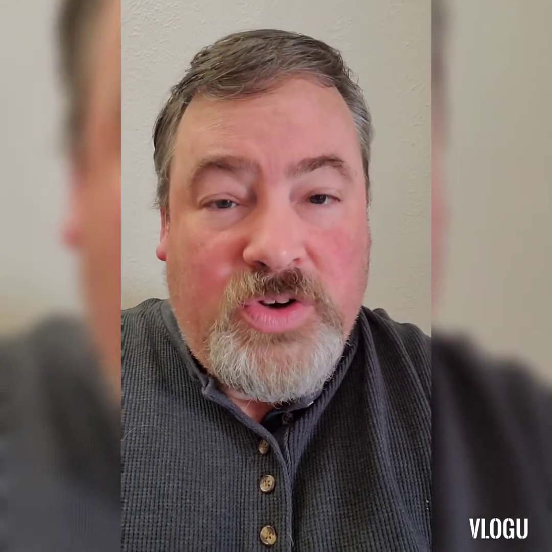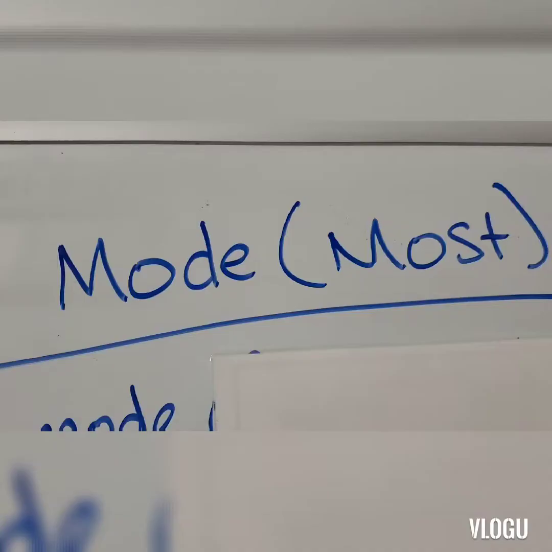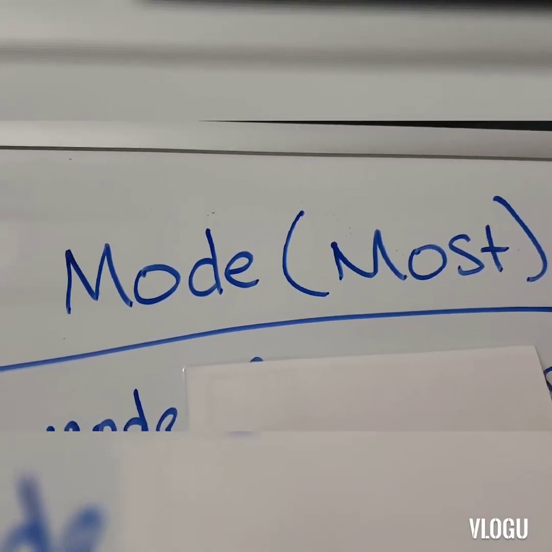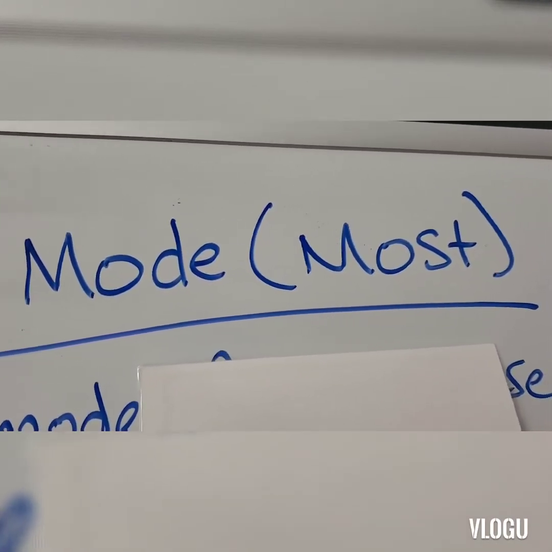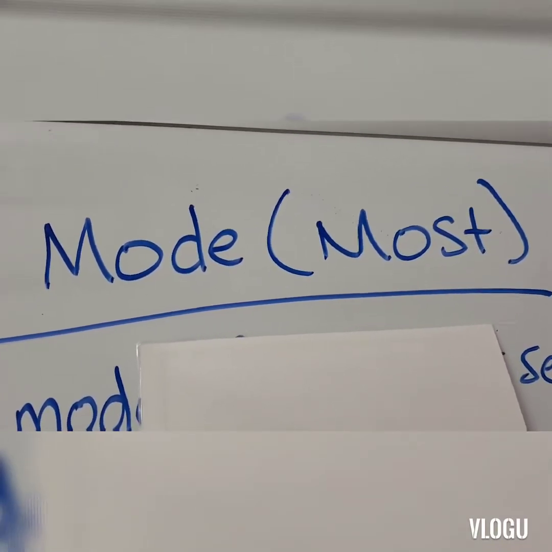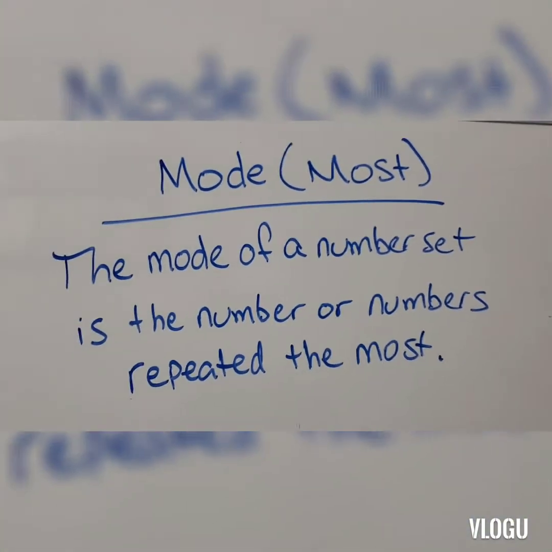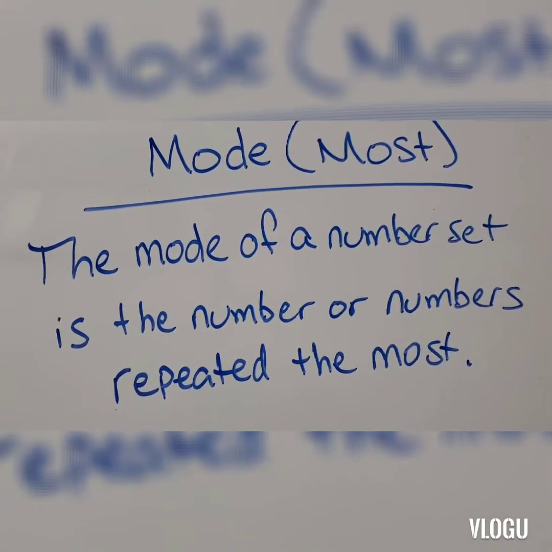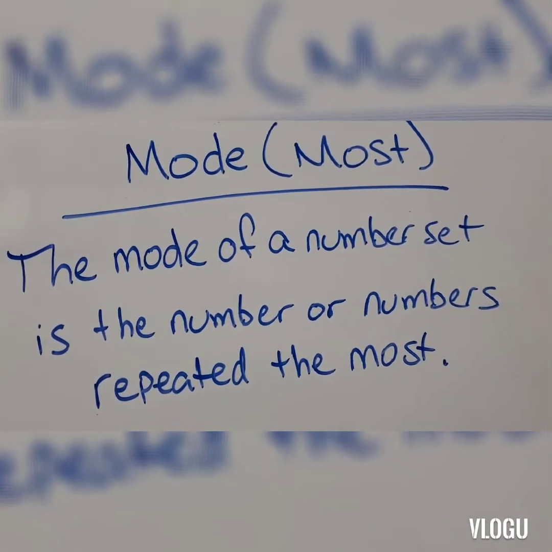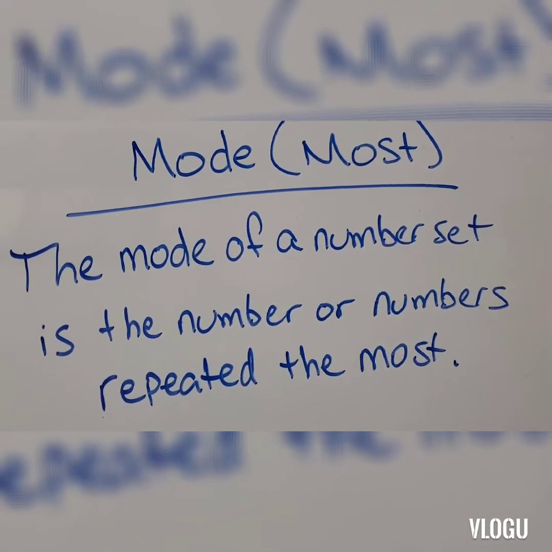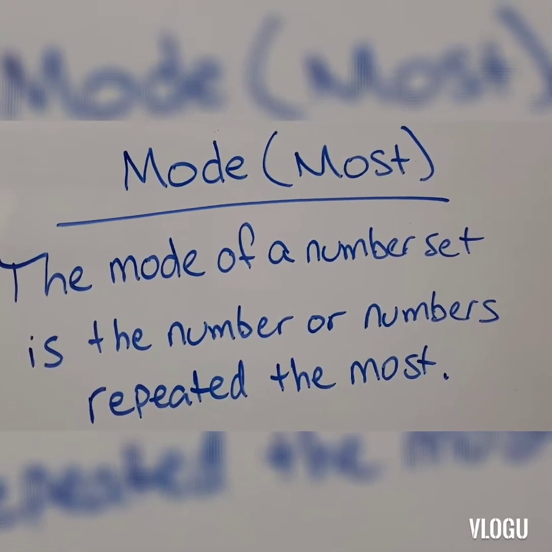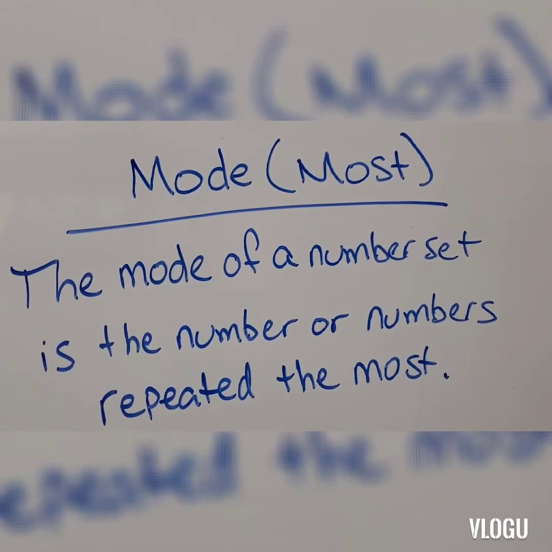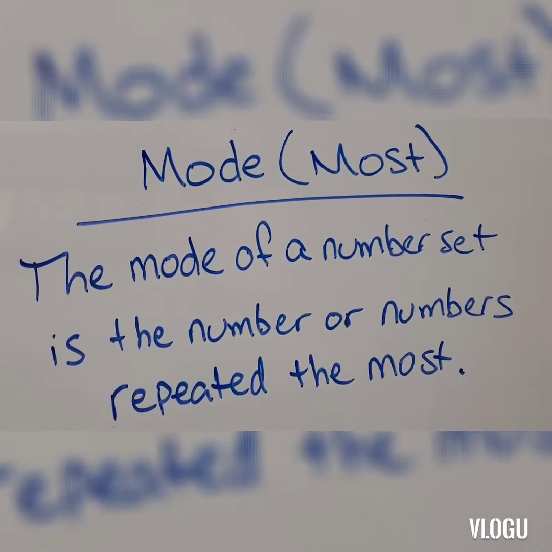The first one that we're going to talk about is mode. The word mode can be thought of as meaning most. The words are very similar. So, the mode of a number set is the number or numbers that are repeated the most. Remember in the work that we've already done, sometimes a number set may contain 2 number 3s, 4 number 5s.